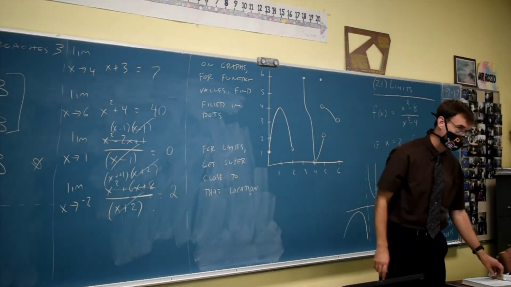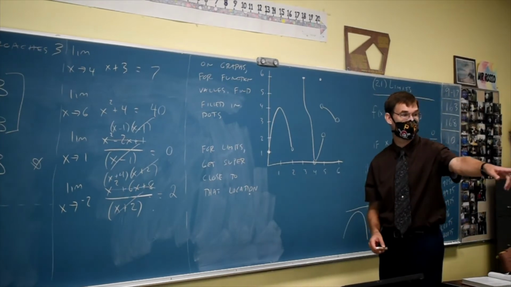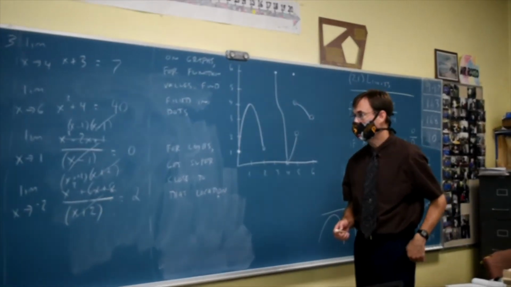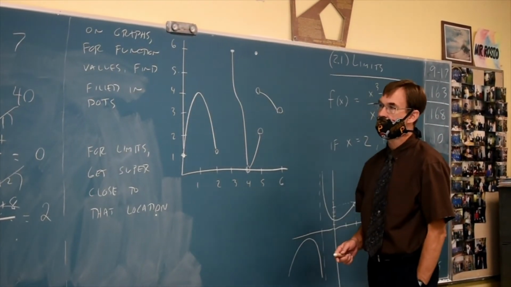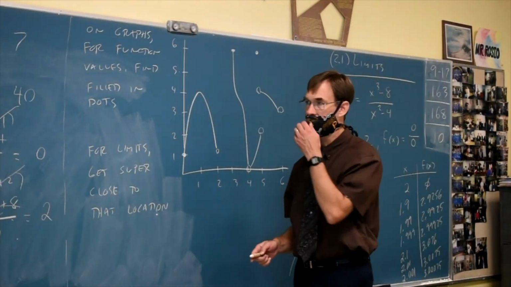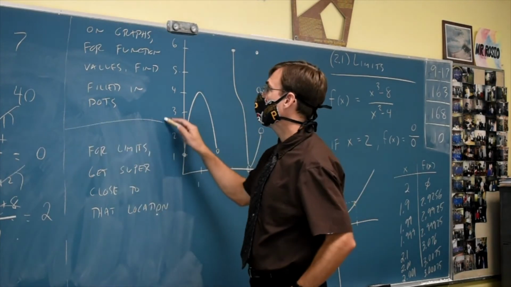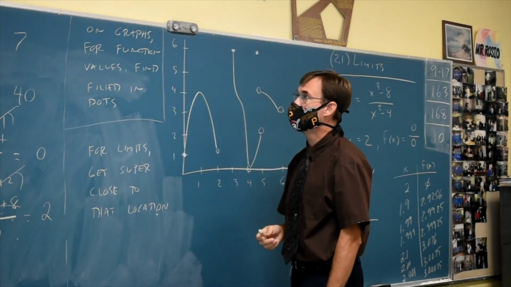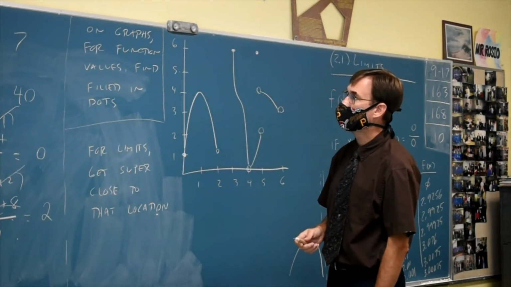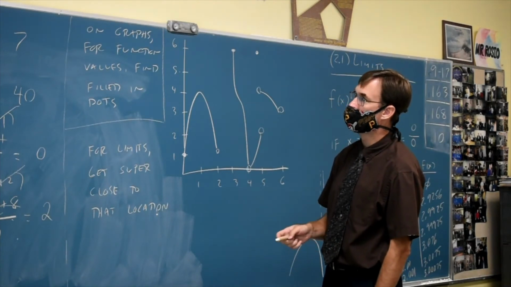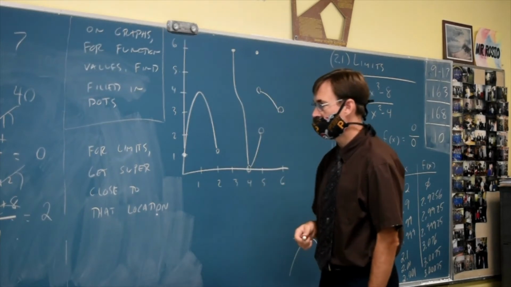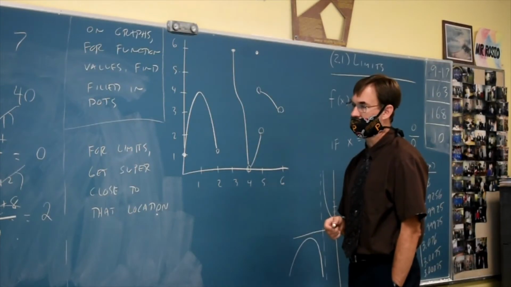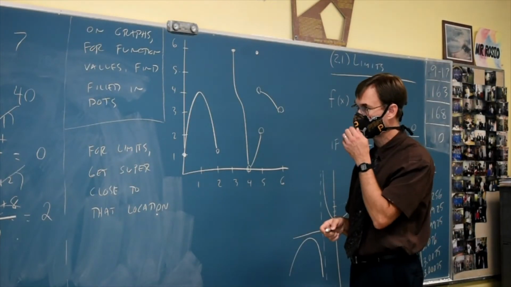So this is a far more ridiculous graph than your homework does. What your homework is going to do is a selection of mini graphs, and it'll ask you to do one of two things. One thing it's going to ask you to do is on a graph to find a function value. To find a function value, what you're going to look for is just some filled in dots. I'm going to do all of the function values first, because that's usually easier for people to understand.